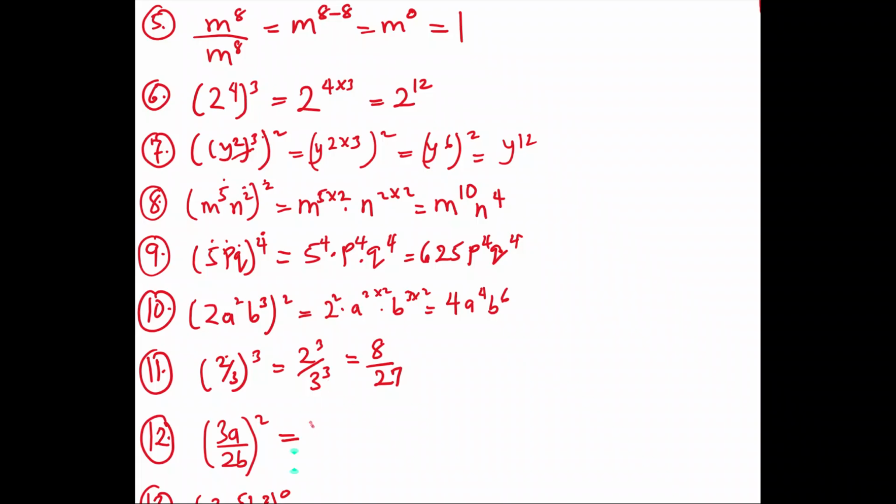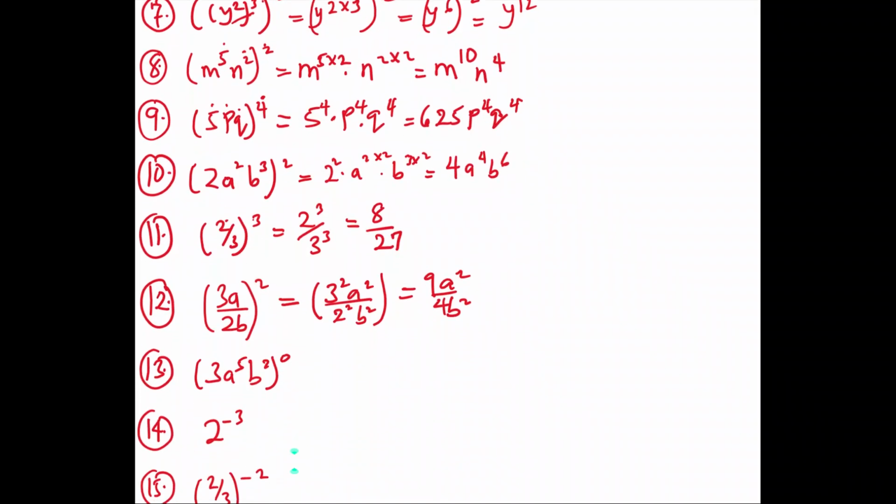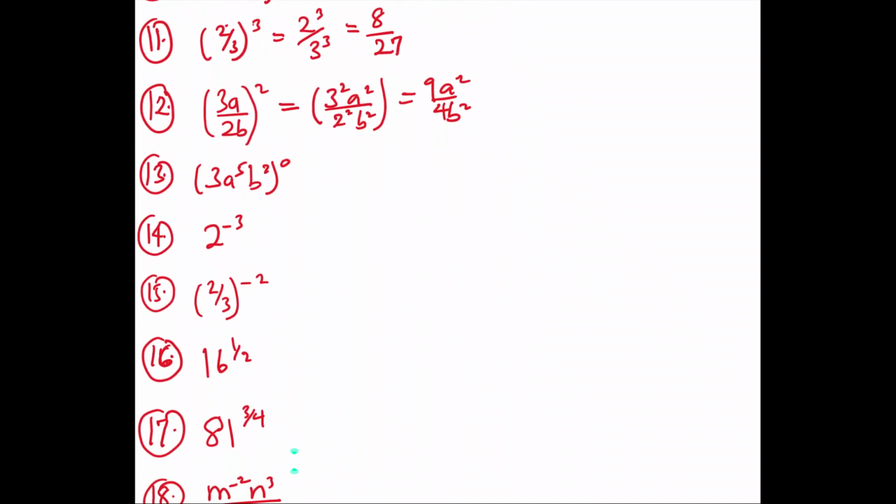So number 12, we have 3a squared over 2b. So let's use the square to open up everything. We expand it with the square. 3 squared a squared over 2 squared b squared, right? So we have 9a squared over 4b squared. So that will be the answer for number 12.